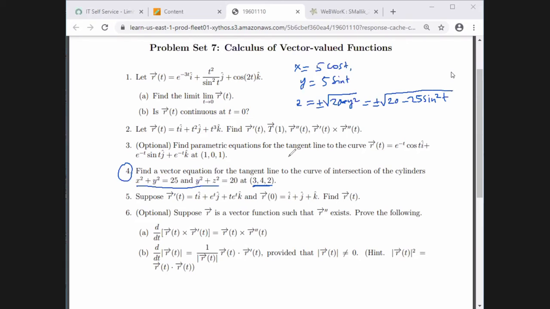So the curve of intersection near 3, 4, 2 is what? 5 cosine t, 5 sine t, and then take the positive 20 minus 25 sine squared t.